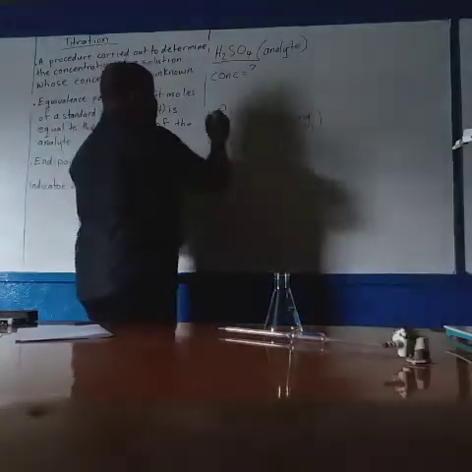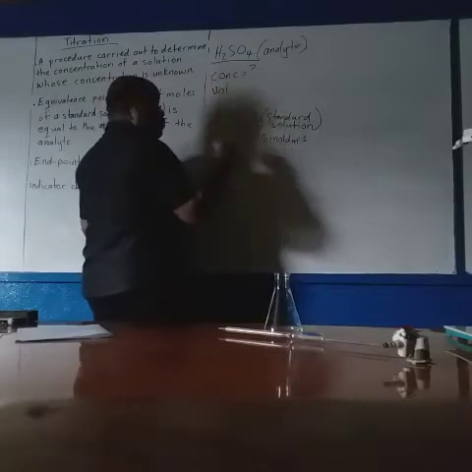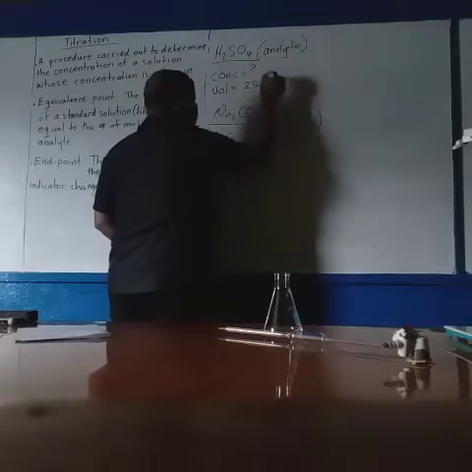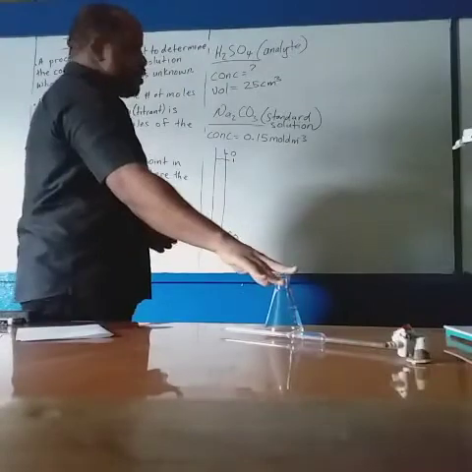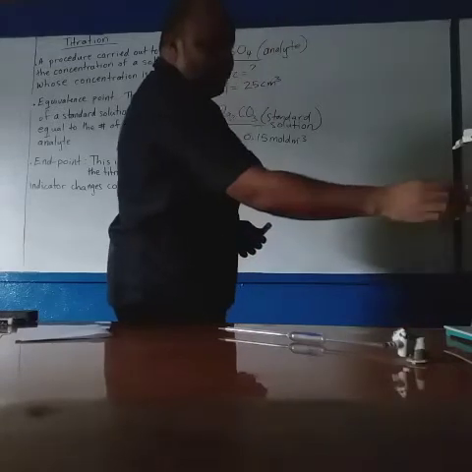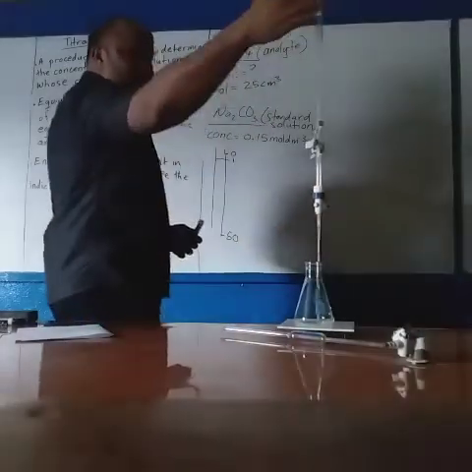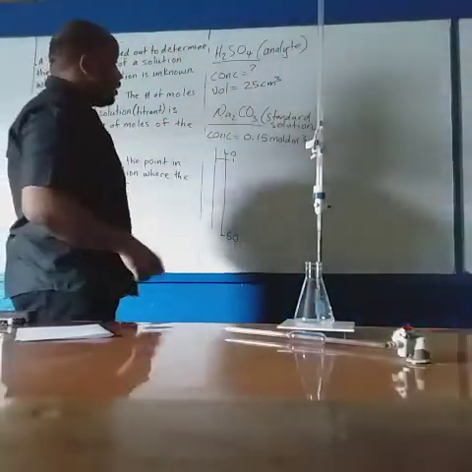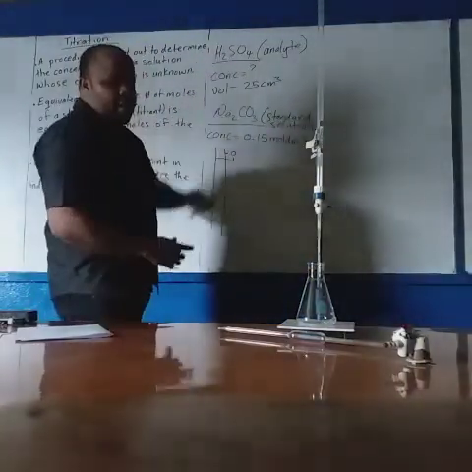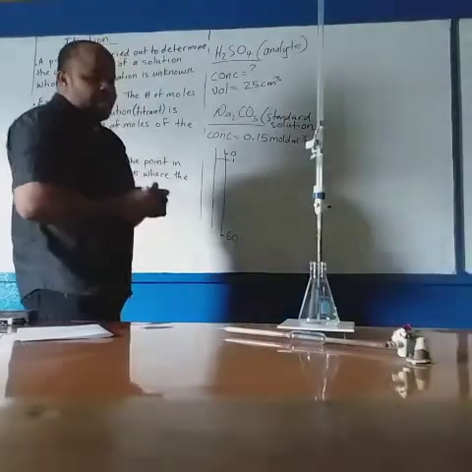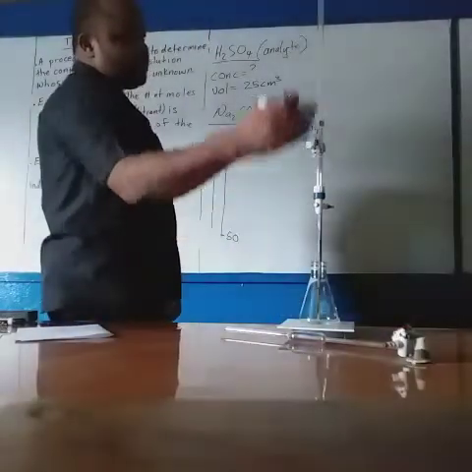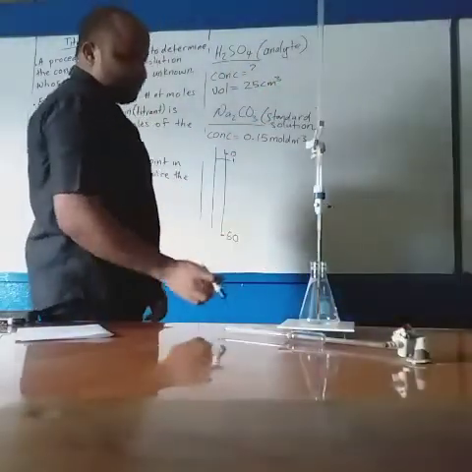So we'll use our pipette to deliver 25 cm cube of sulfuric acid into our conical flask, we would add our indicator and place it under our burette. So inside the burette we would have our standard solution, which is sodium carbonate. Inside the conical flask, it is our analyte, sulfuric acid. And we would add our indicator. For example, we add phenolphthalein, and that indicator in the base would be pink. So when you add the acid, it will change from pink to colorless.